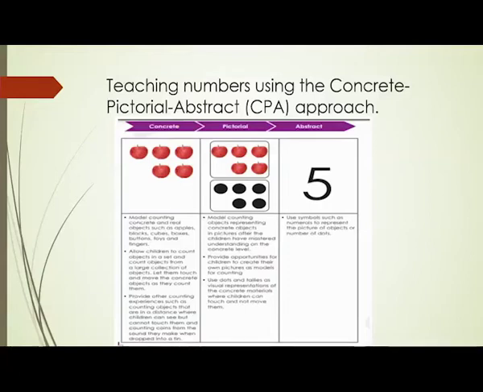Then it moves a little bit further to pictorial. Now I can only show my child a picture of 5 apples, and the child should be able to know it is 5 because the child has seen the concrete, the real objects. Now the child sees the picture, and then the child moves to the abstract, where the child only sees the number and has a vision of how many, because he has seen the real thing, he has seen a picture, and now the child knows how many 5 objects are.